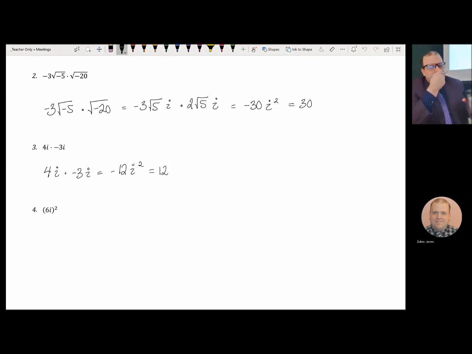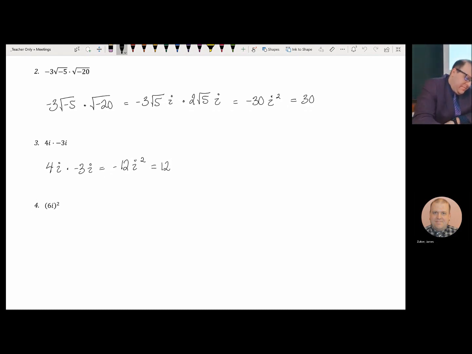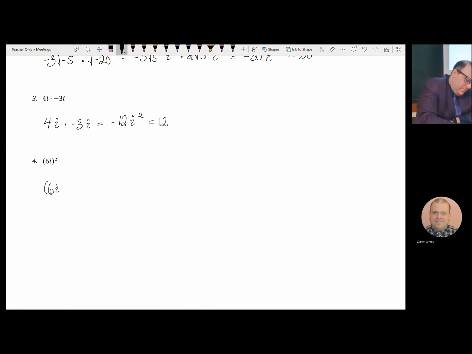Six i quantity squared. Again, think of i as a variable. Each term just gets squared. That gives us negative 36.